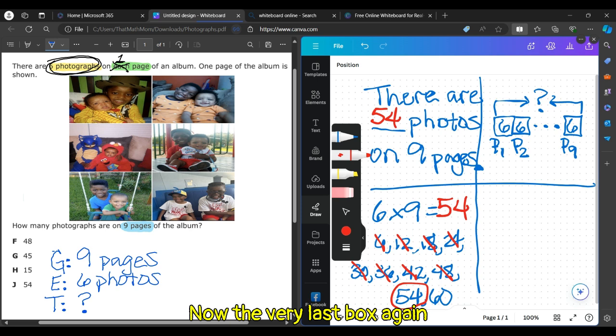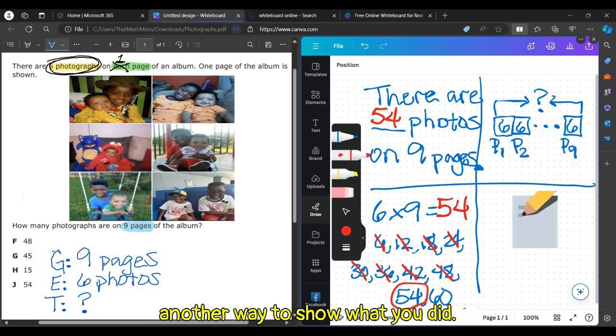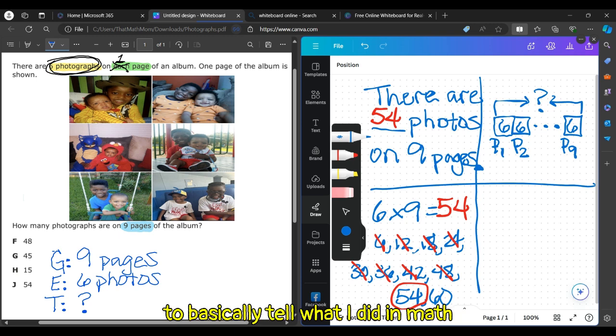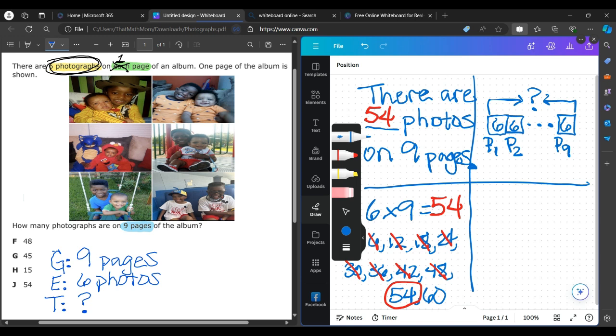Now the very last box, again, varies by teacher. Usually it's some sort of explanation as to how you got your answer, or the teacher may want the student to write another way to show what you did. So what I'm going to do here is I'm going to basically tell what I did in math terms. So what I'm going to do is write a sentence, making sure that I use the math terms that go along with what I did.